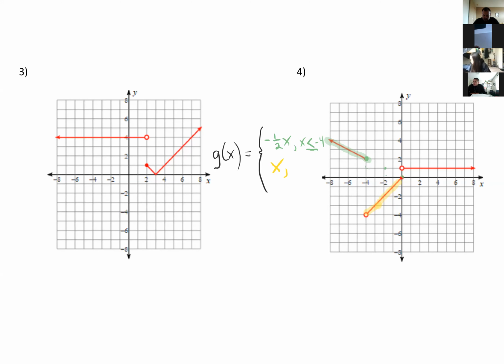And for this one, notice it doesn't have any arrows. Whenever it doesn't have arrows, you write it as a sandwich. So x is between two numbers.